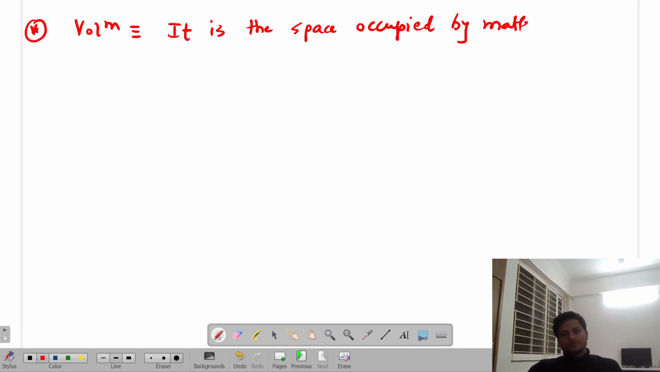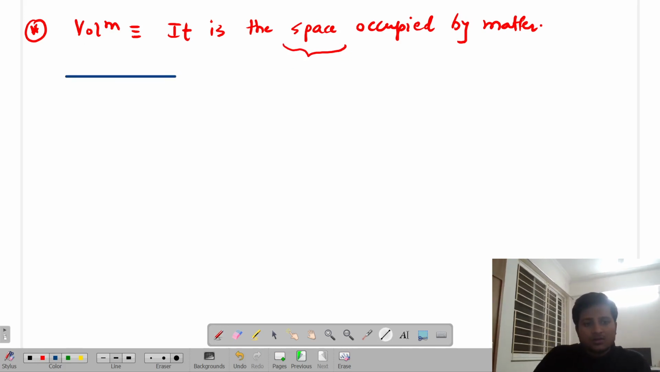What is volume? No, it's just the space. It can be anything. It's not area. It is just the space which is occupied by my matter. Now I'll tell you one thing. Suppose I have a rod, the space occupied by my particles is only along the length direction, or not?